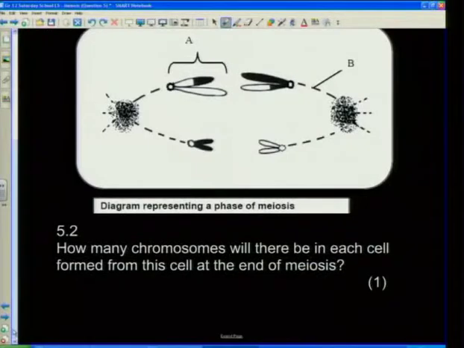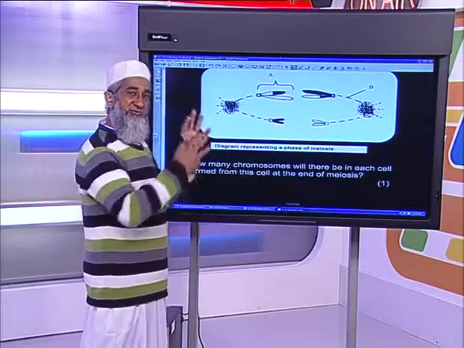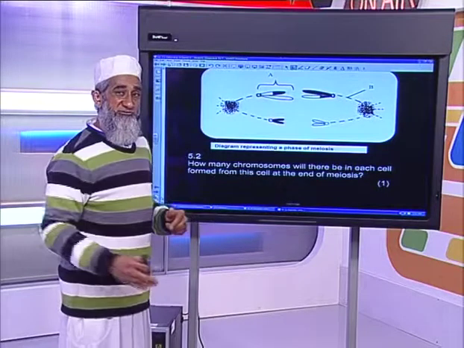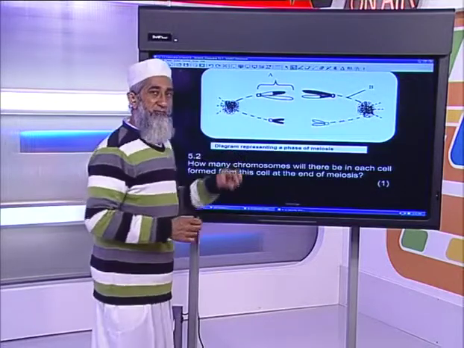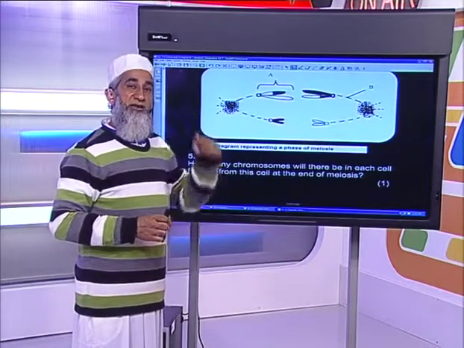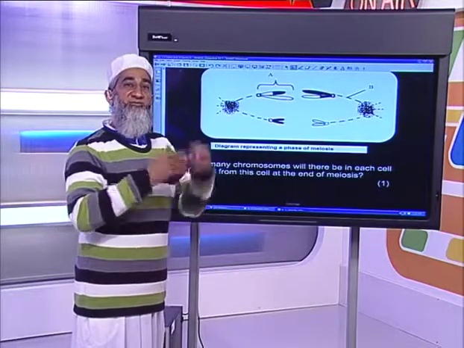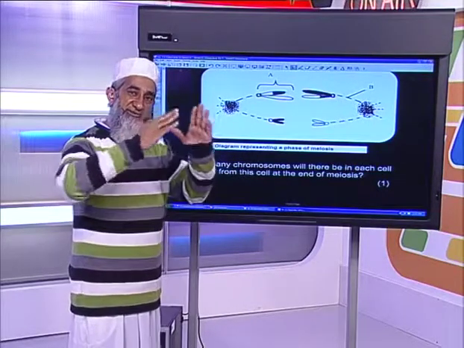Still with that? How many chromosomes will there be in each cell formed from the cell at the end of meiosis? Now, this is also a famous question. They like to ask this. They give you a diagram like this. You can see the number of chromosomes here, and they ask you at the end of meiosis, how many? The trick is, you need to know whether this is meiosis 1 or meiosis 2. A simple rule of thumb to learn that, in meiosis 1, the chromosomes are lying together. The homologous chromosomes are lying together, especially in the first 2 phases. Remember, in anaphase, they separate.